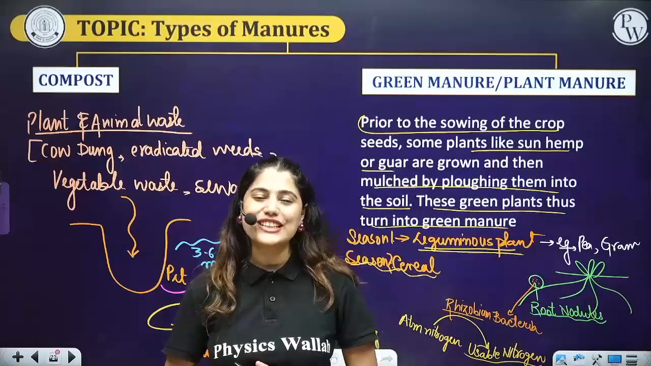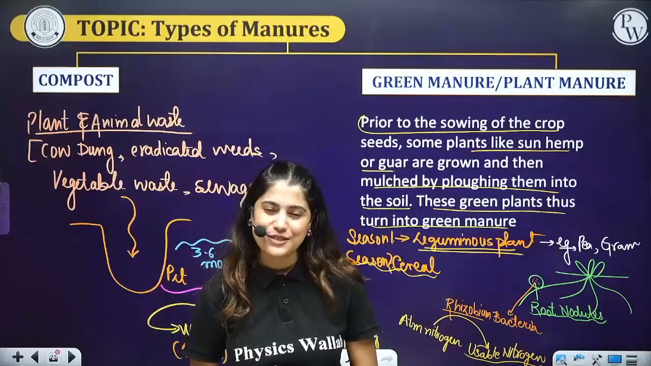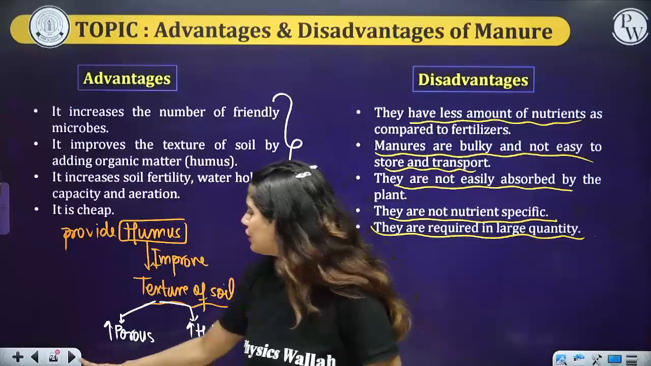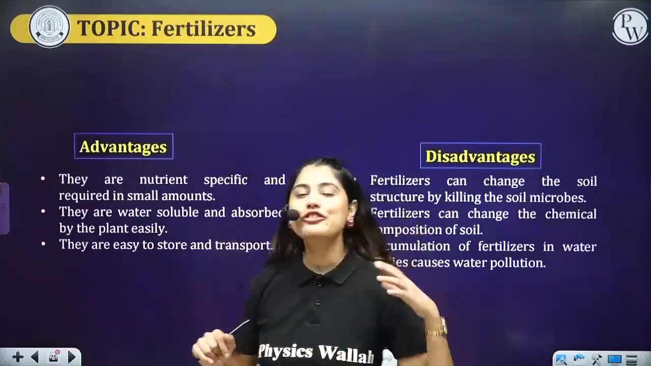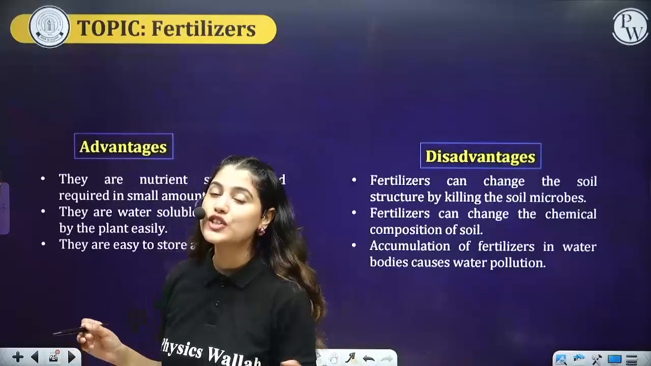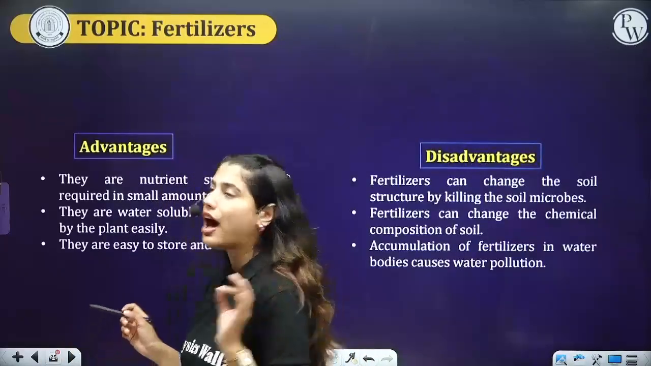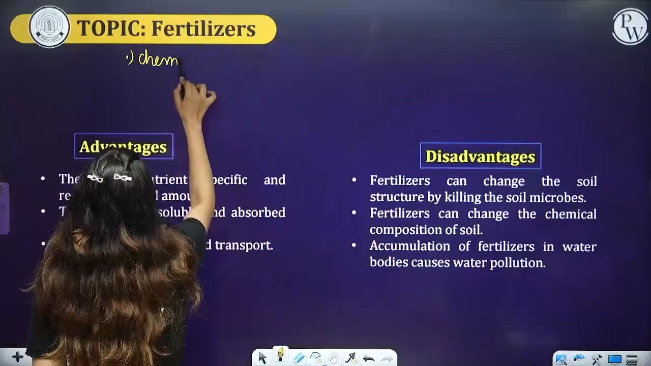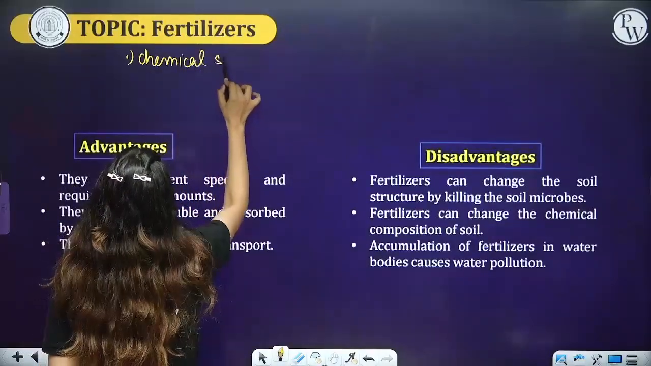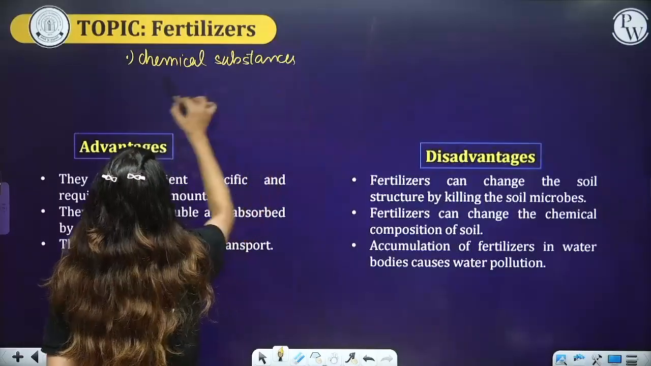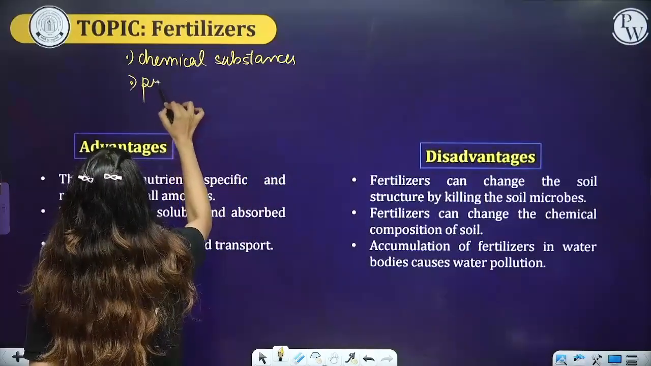Let's move towards the fertilizers, right? All right, moving towards the fertilizers. Now, fertilizers are unlike manures. They are chemical substances which we make in our factories, right? So these are chemical substances, and we prepare them in factories.